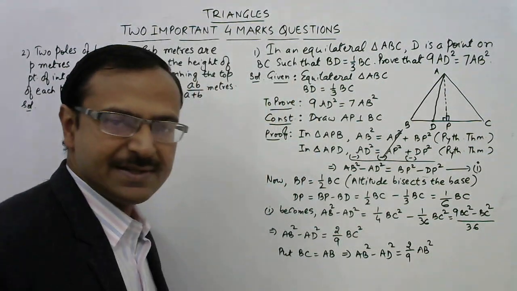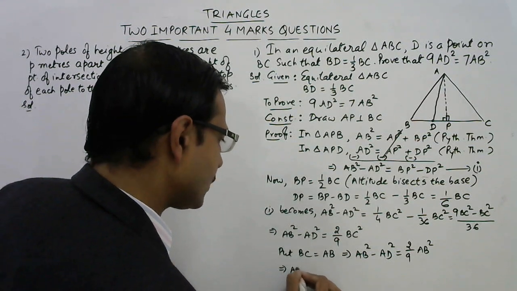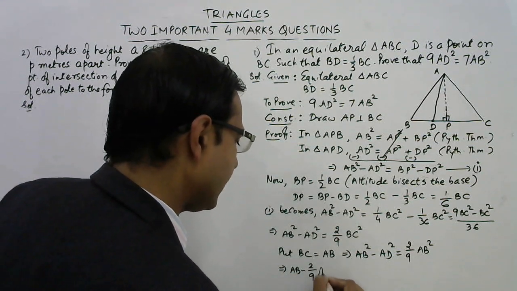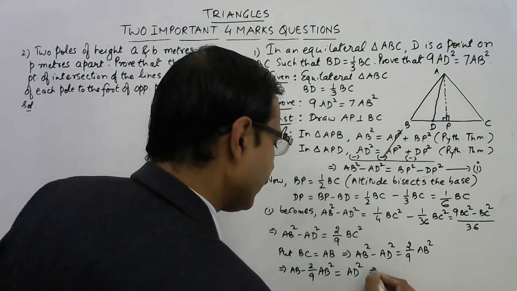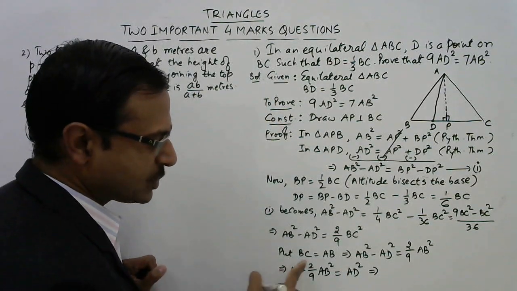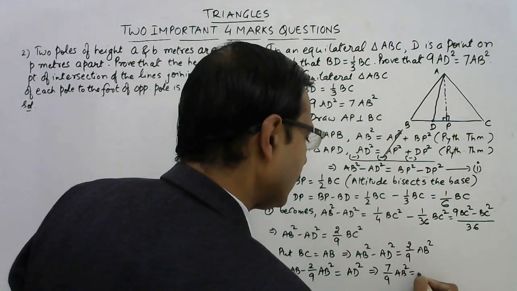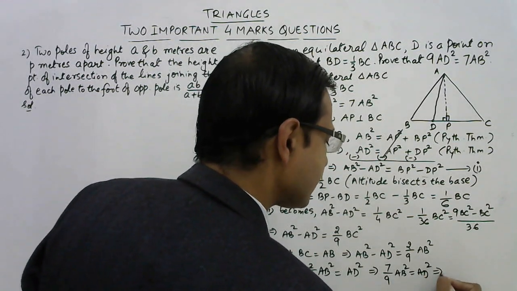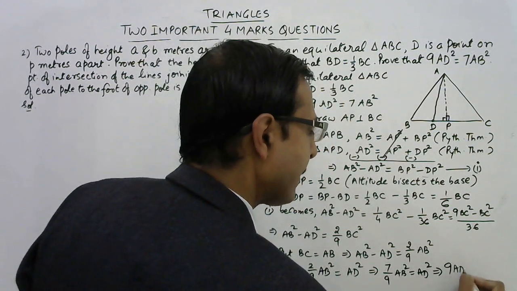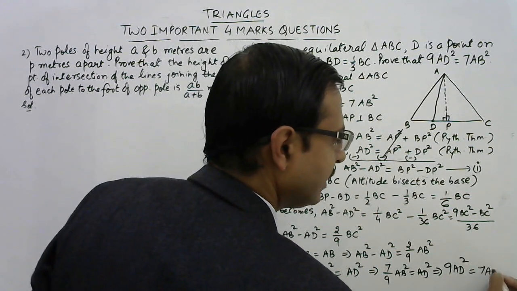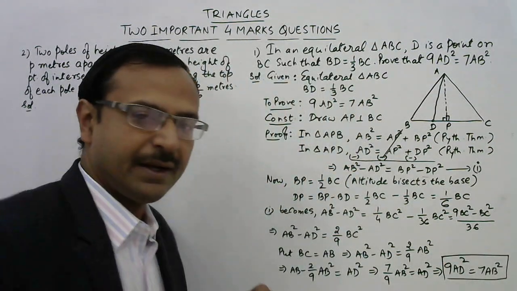And rest is very easy. You can just bring AB square down this side. AB square minus 2/9 AB square will be equal to AD square. And if you simplify this, 9 minus 2 is 7. So 7 by 9 AB square equal to AD square. And just cross multiply, you will get the desired answer 9AD square equal to 7AB square. A very important question and a very easy also.